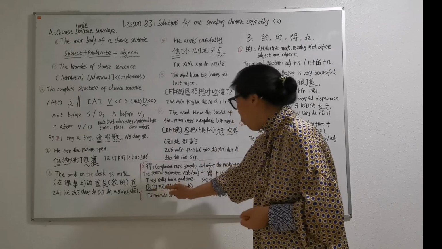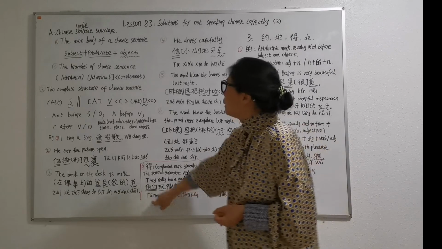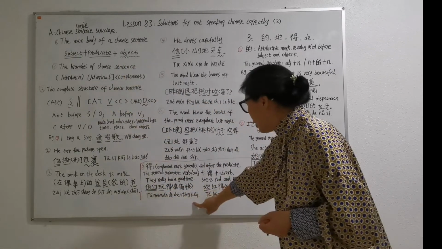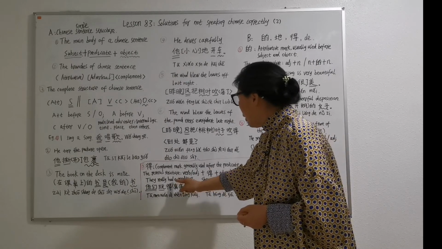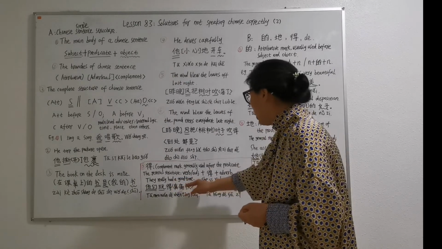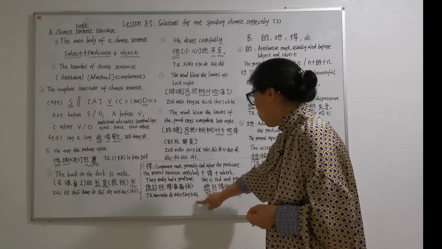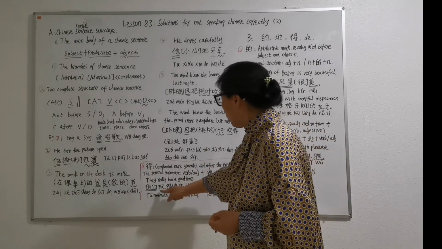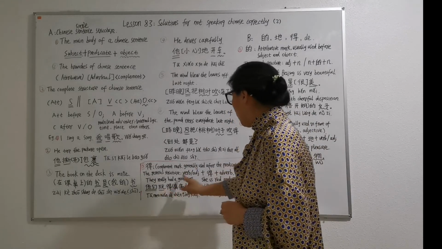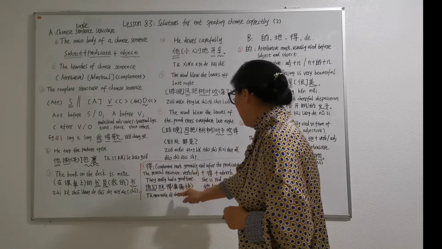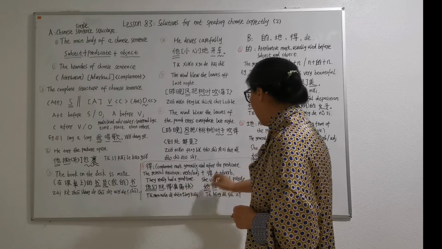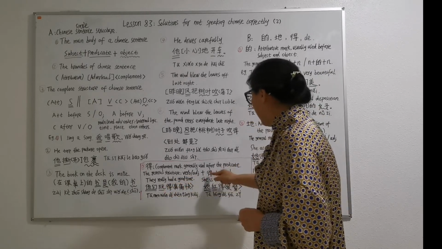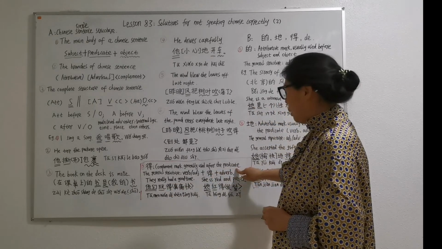So first we check the main body: 他们玩, 他们 subject, 玩 predicate, and we have a complement 得真痛快, complement after the verb. 玩 is a verb, 得真痛快 adverb. So this structure is verb and 得 and adverb.